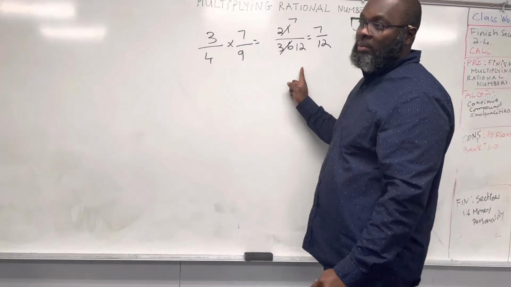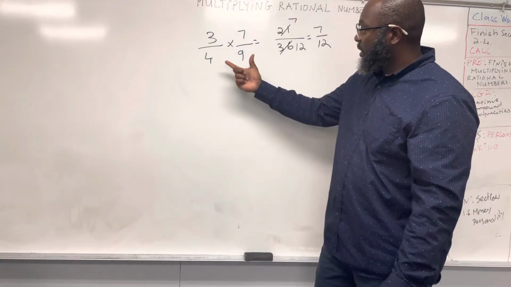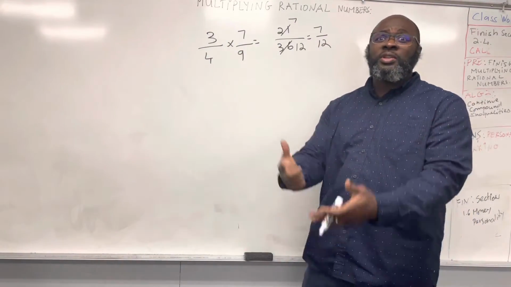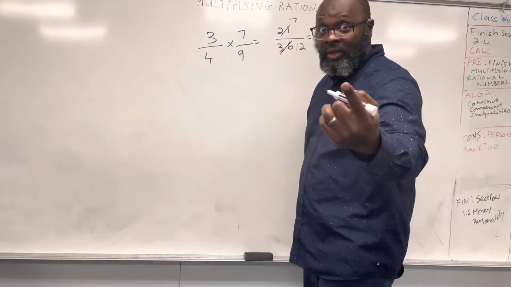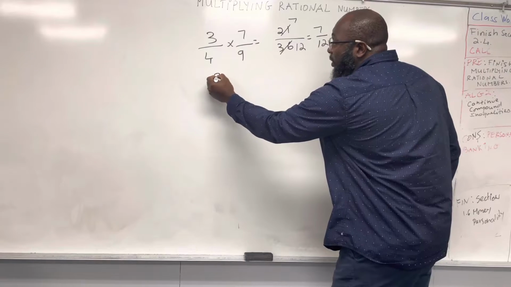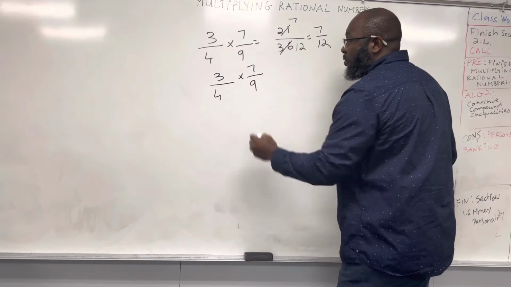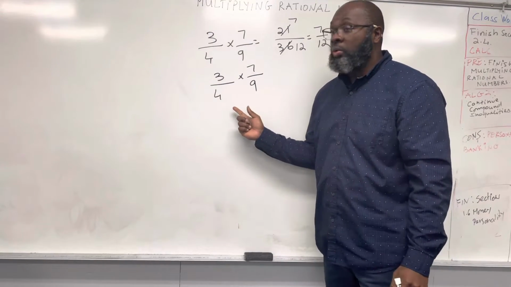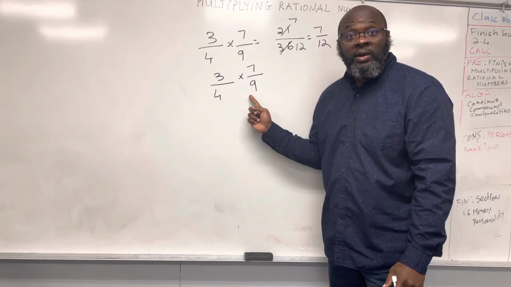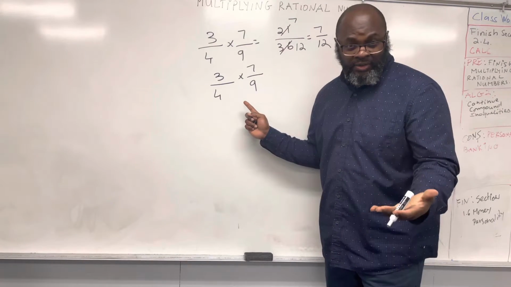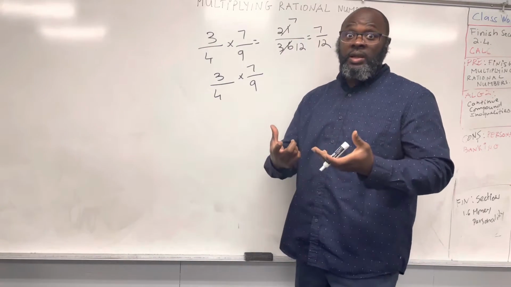But here's the problem. I don't like doing it this way because it gets harder. Basically, you're multiplying these numbers and then you're going to try to simplify them. So is there an easier way to do this? Yes, there is, and we're going to get to that. If I have 3 over 4 times 7 over 9, I know that there can be a connection between 3 and 9. So I'm going to try to break down 9 into its prime factors. Basically, you're going to find the lowest terms that go into 9.